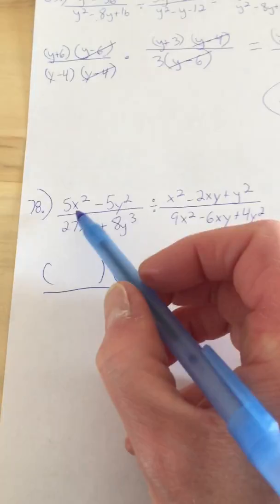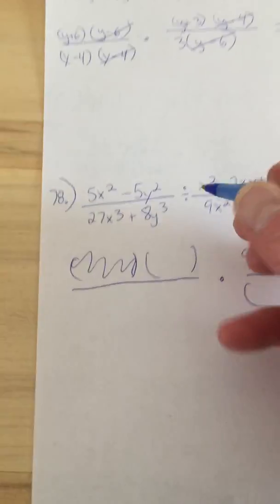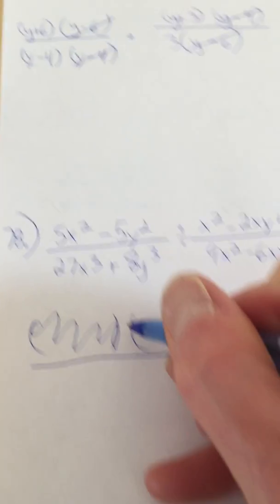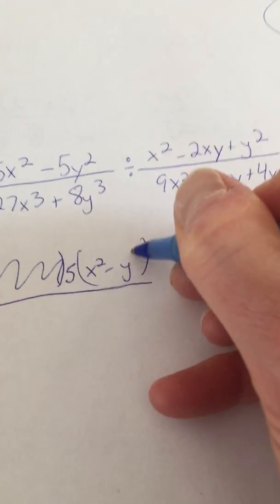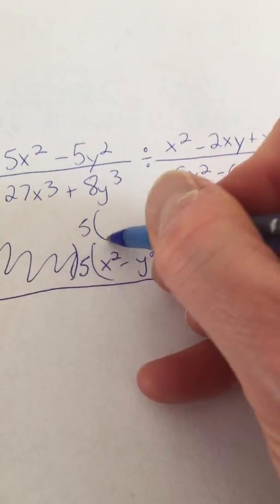So maybe I will deal with this. I'm actually going to deal with it different though. I'm going to pull the 5 out, and then you have x squared minus y squared, which is really 5.